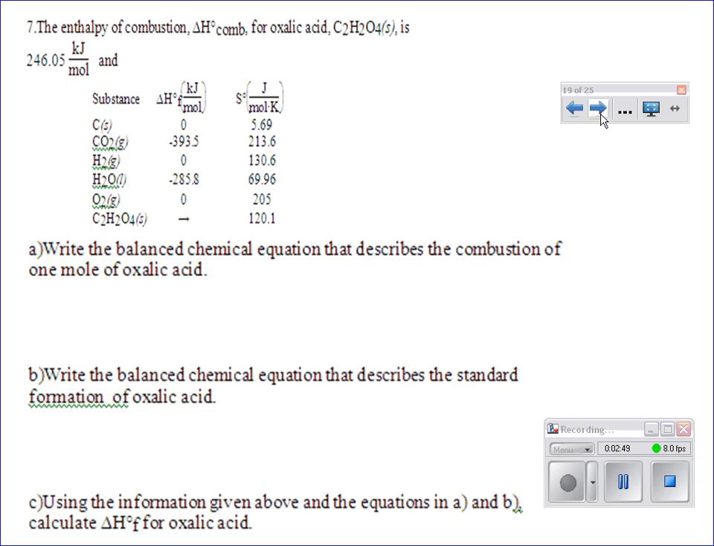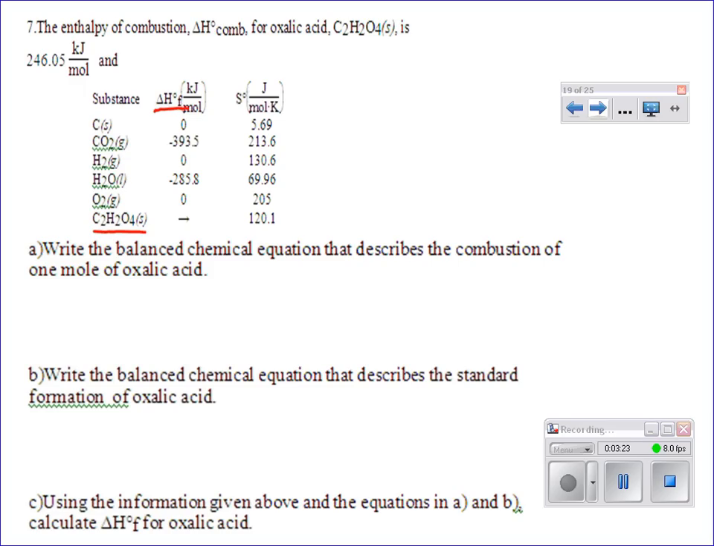Number 7 says the enthalpy of combustion of oxalic acid is 246.05 kilojoules per mole. So it's one of our few non-exothermic combustions. That is the combustion's delta H, its enthalpy. They gave us a table here, and notice they gave us everything but the heat of formation of the oxalic acid. Parts A and B are reviews, writing formation and combustion equations.